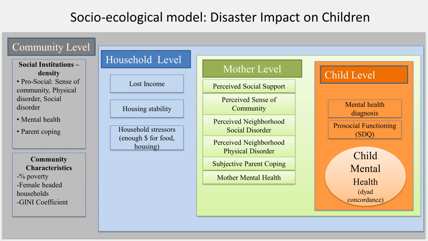We've taken this and built some nested models of child mental health where we're looking at multiple levels of influence. In this study, which we're working on right now, we're focusing on the community level and the social institutions. Our question is, do kids who live in areas with a density of these pro-social institutions do better than kids who don't? Although I don't have the final data to show you here, I can tell you even preliminarily the answer is yes, they do.